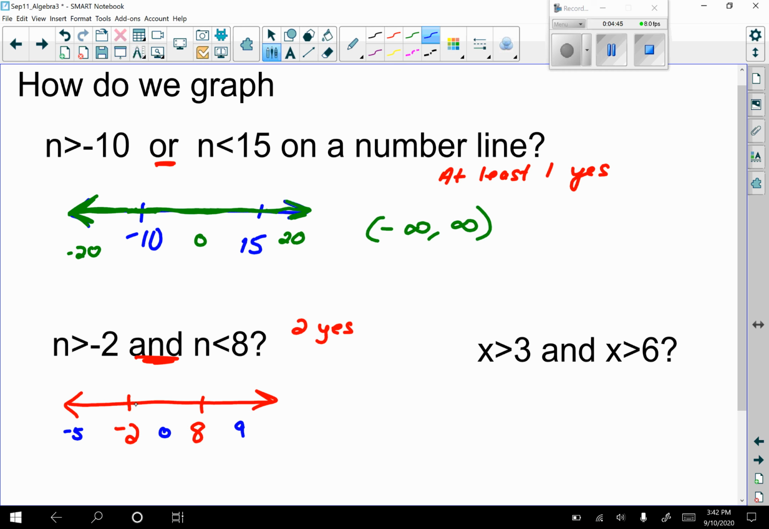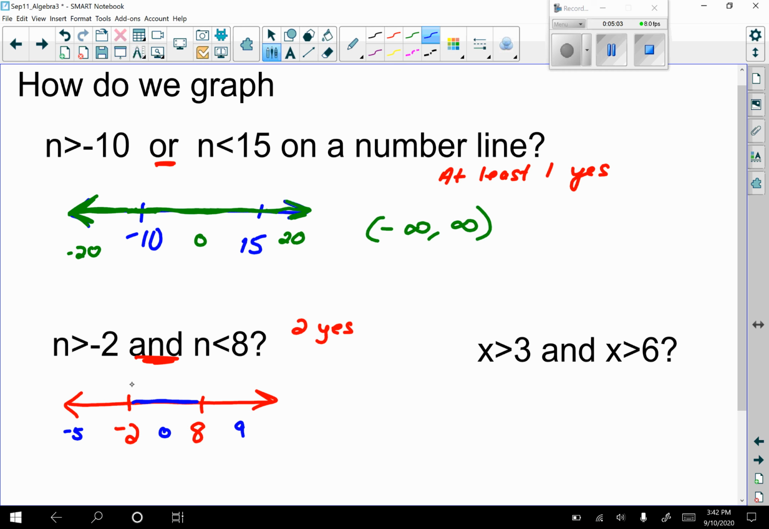Yes. So since I got two yeses, all the numbers in between -2 and 8 will work. For the number 9, is 9 greater than -2? Yes. Is 9 less than 8? No. So I don't shade over there. So the only area I ended up shading is in between the -2 and 8.